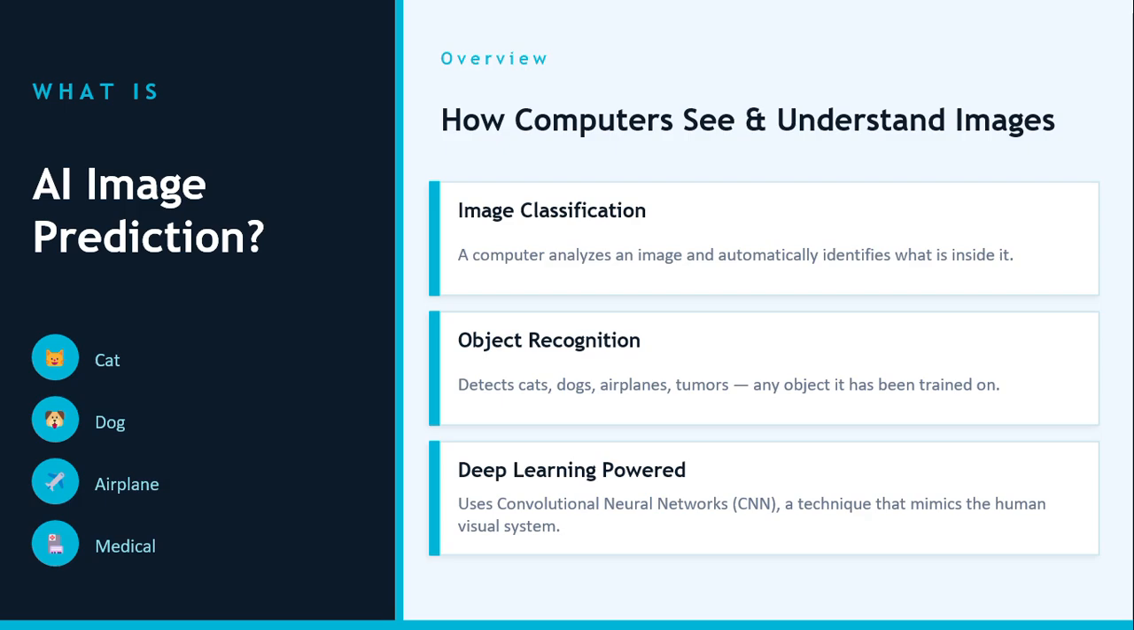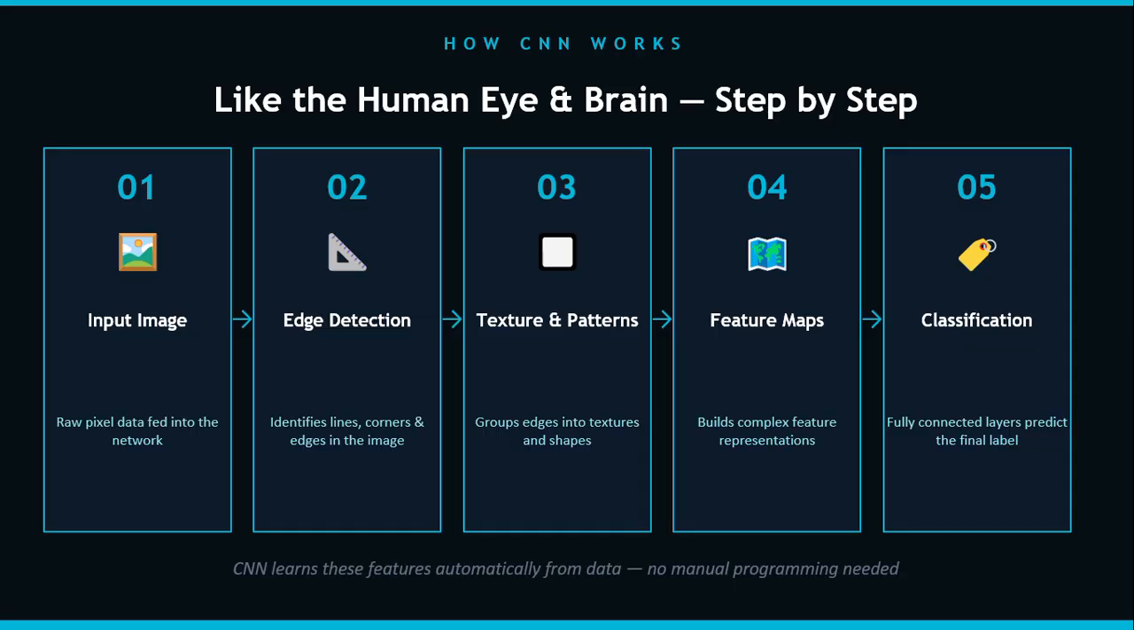First is image classification, object recognition and deep learning powered. Image classification is about a computer analyzing an image and automatically identifying what is inside it. Object recognition means it detects an object that has been well trained. For deep learning powered, we use a CNN technique that mimics the human visual system.